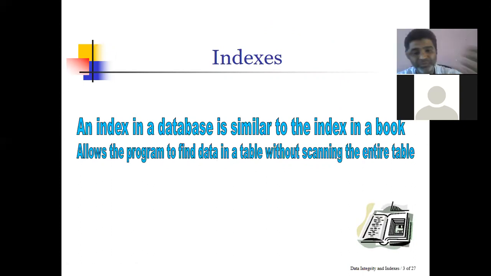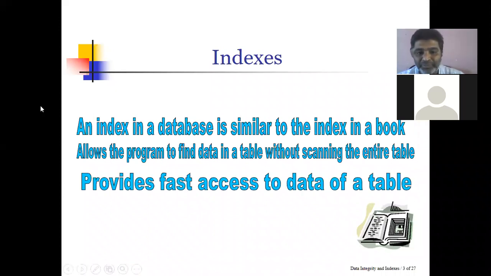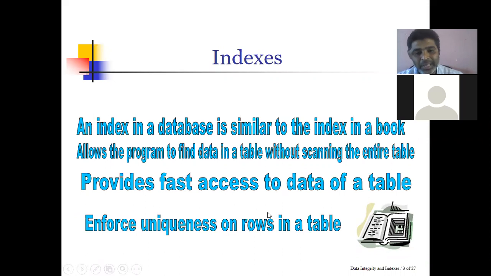So that means when you want to fetch some information from the table, instead of scanning the complete table, you should be able to directly jump to that particular location and pick the information, whatever is needed. It provides faster access to the data of the table. The main purpose of using indexes is that when you're searching for some information, my search has to be faster. That is the main thing.